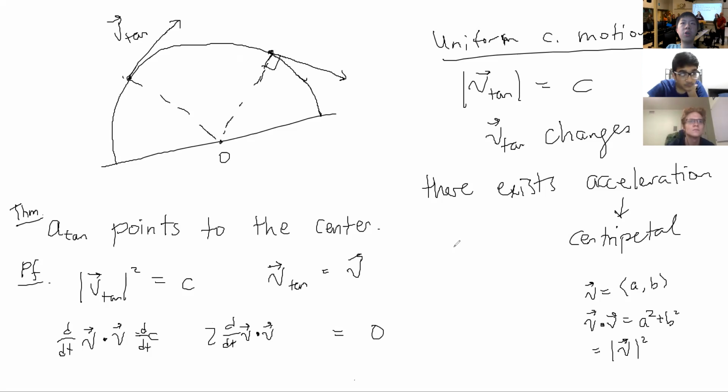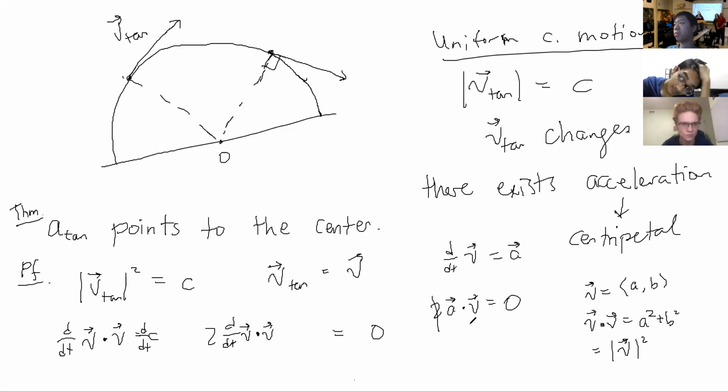Now, because we know that dv/dt of the vector v is equal to the acceleration vector, that means we just have 2 times a dot v is equal to 0. And then we can just get rid of the factor of 2 on the outside. So now that we know that a dot v is equal to 0, what does that mean for the direction of the vectors?